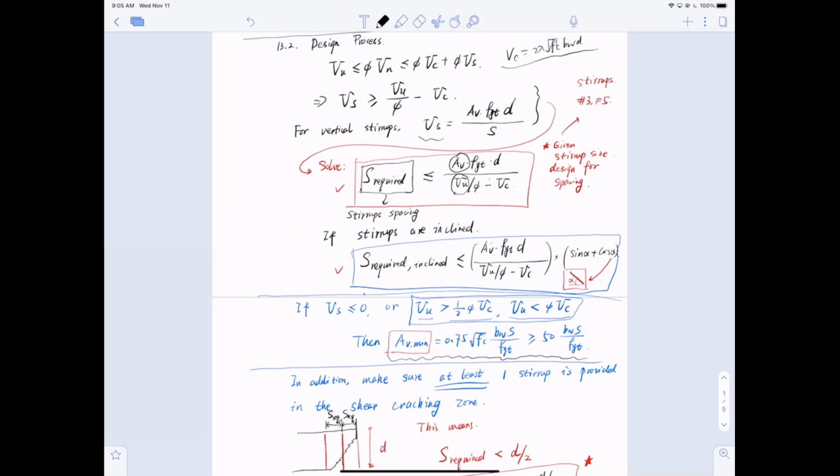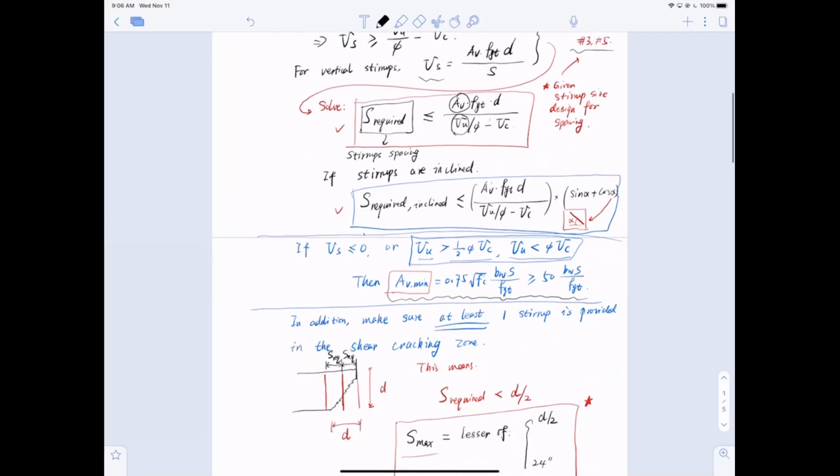Now, in the shear design scenario, normally the bars are selected for you, right? So either number 3, number 4, or number 5, and you are responsible for providing the spacing requirement. So that is for the shear spacing.